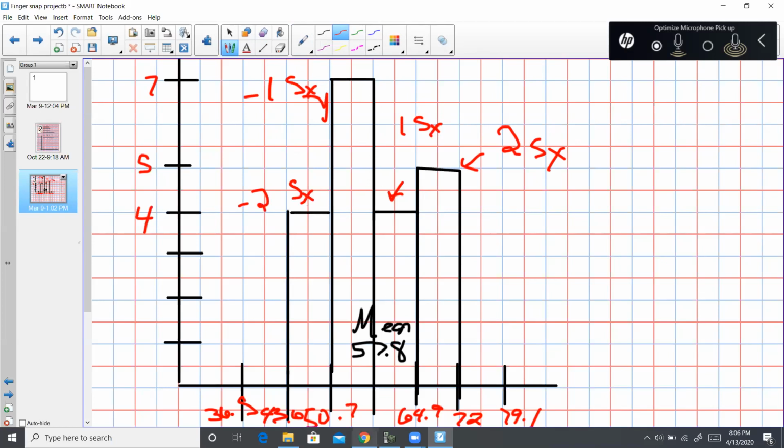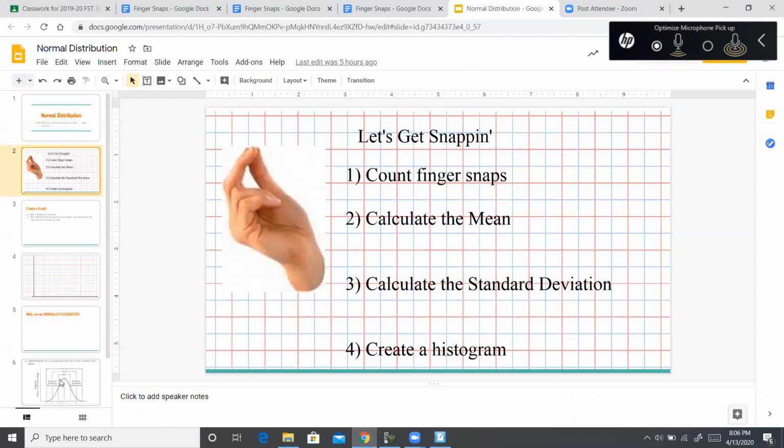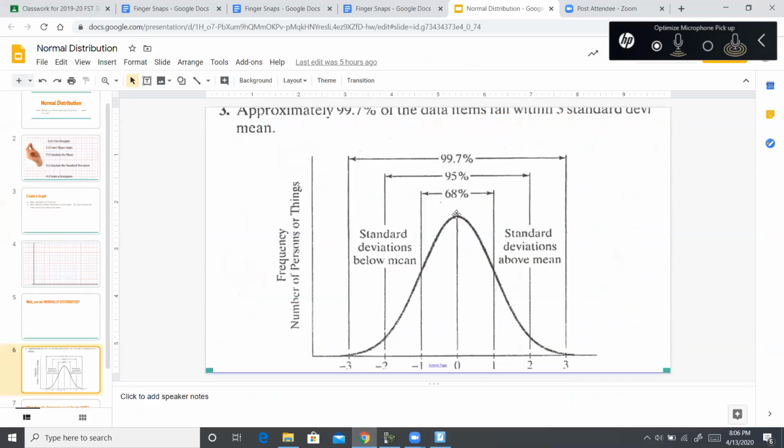Okay, so is our curve normally distributed? The answer is no, it is not. Normal distribution looks like this. Statistically, 68% of all data should be within 1 standard deviation below and above the mean. 95% of all data should be within 2 below and above the mean. And 99.7% should be within -3 to 3 standard deviations of the mean, okay? So that's what a normal curve looks like. Ours is not a normal curve, but this is what we want to try to shoot for. This is what's called a bell curve.